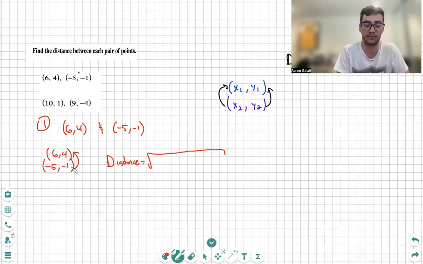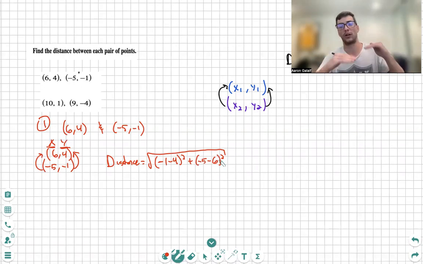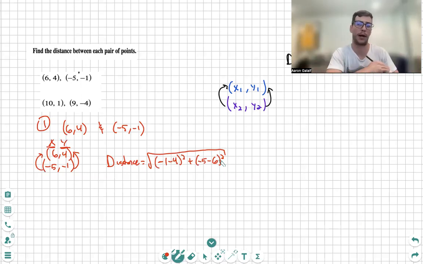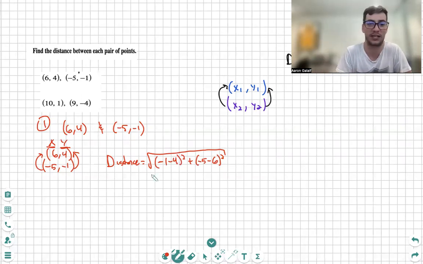So first we apply the stack, which is go to the denominator, -1 minus 4. So we keep the x's and y's separate. We have -1 minus 4 squared, plus then the next side of the stack, -5 minus 6 squared. So we just take wherever we are in the stack, subtract to the other side of that stack. So bottom minus top, x's and y's are together, and that is it. That is all we have to do.